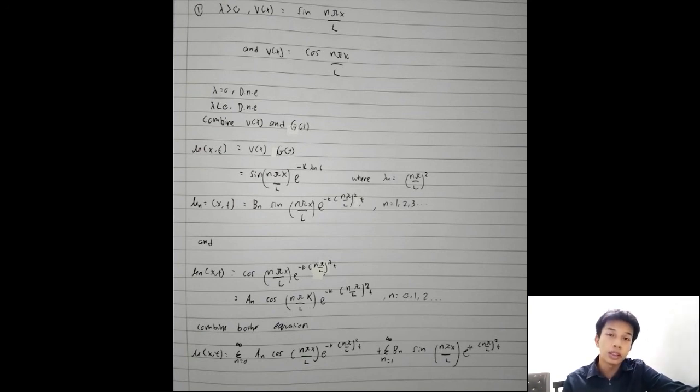Combining both of these equations, we get our answer, which is u(x,t) = the summation from n = 0 to infinity of a_n cos(nπx/L) e^(-k(nπ/L)²t) plus the summation from n = 1 to infinity of b_n sin(nπx/L) e^(-k(nπ/L)²t).